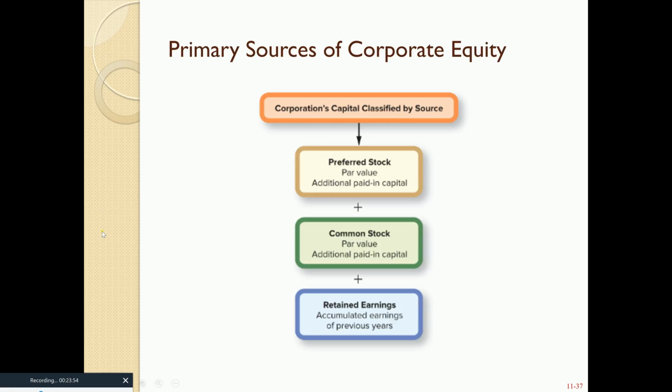Okay, so where does a company get its money? Once again, the original sales of stock, that would be preferred stock or common stock, plus the business operating, either selling goods or services. That would be the retained earnings. This is where the red accounts go: the revenues, less expenses, less dividends.